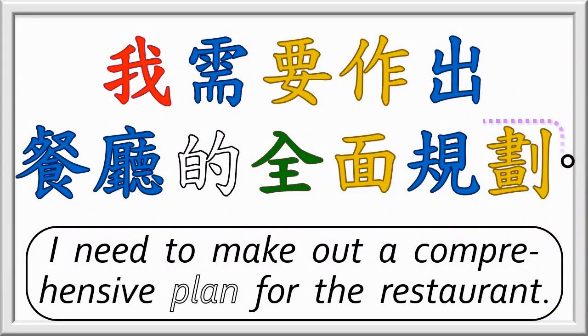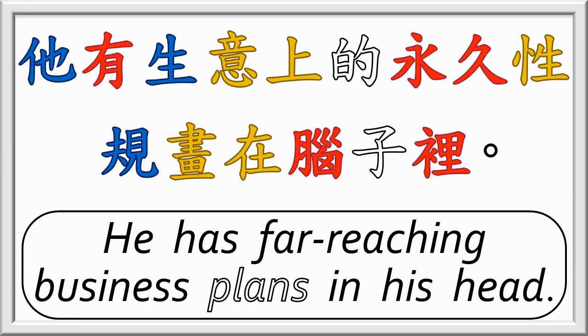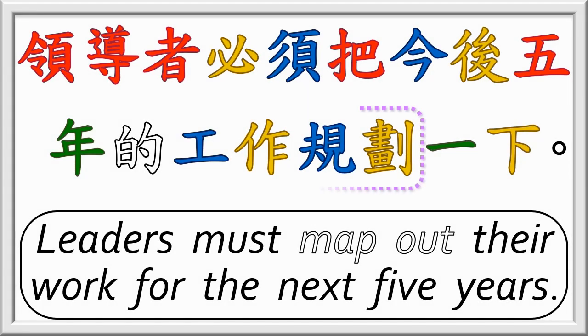规 often combines with either 画 or 划 and translates as to map out or draw up a plan, or the plan itself. 我需要做出餐厅的全面规划 I need to make out a comprehensive plan for the restaurant. 他有生意上的永久性规划在脑子里 He has far-reaching business plans in his head. 领导者必须把今后5年的工作规划一下 Leaders must map out their work for the next 5 years.